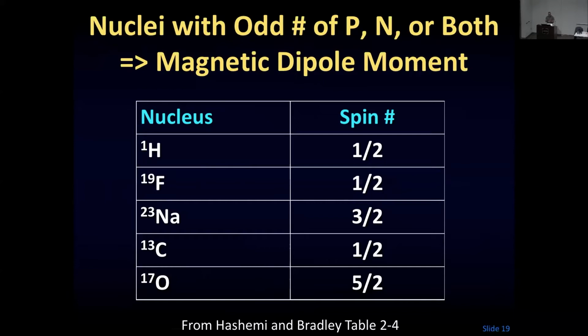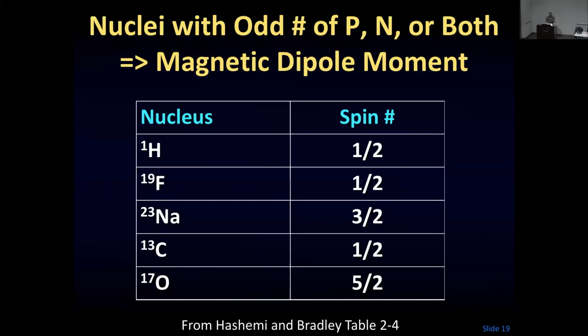At any rate, what are the nuclei that have magnetic dipole moments? There's hydrogen, there's fluorine-19, there's sodium-23, there's carbon-13, and there's oxygen-17. And these nuclei have their own spin numbers. You can see that hydrogen and fluorine, for example, have spin numbers of positive 1/2. The other nuclei here have slightly different spin numbers. Now, I don't know why, for example, oxygen-17 has a spin number of 5/2 and hydrogen has a spin number of 1/2. So that goes over my head.